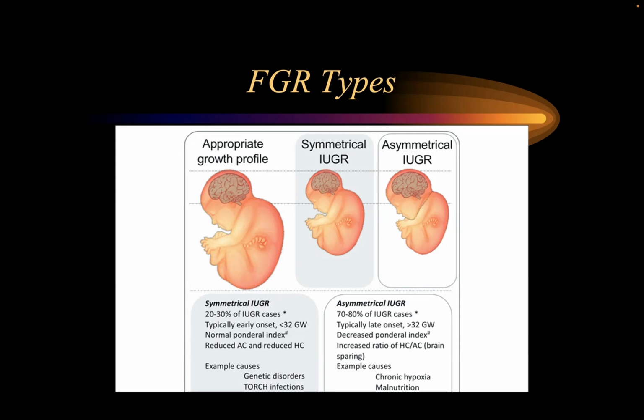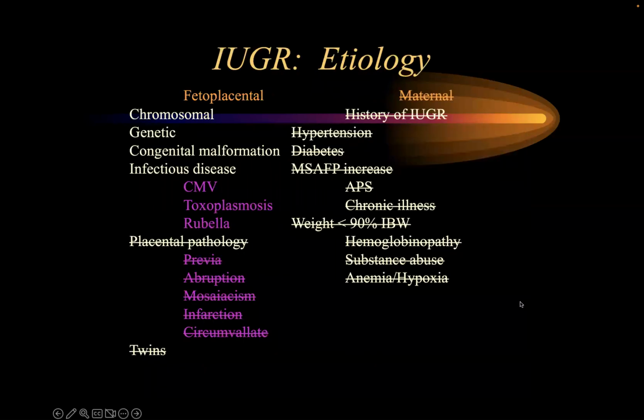In symmetric growth restriction, either the fetus is completely normal and just small, or there's a very unusual etiology to the growth restriction. So here in this case, of all these multiple etiologies, we're going to be crossing off twins and all of those things related to maternal or placental causes. So we're really left with questions about genetics, chromosomes, birth defects, and infections. Next slide.